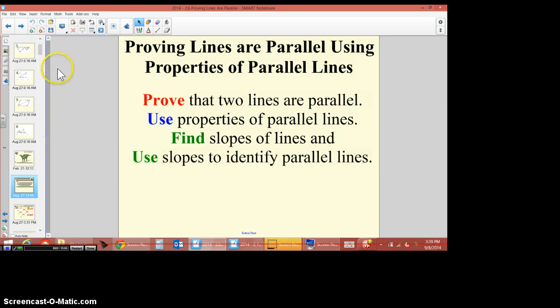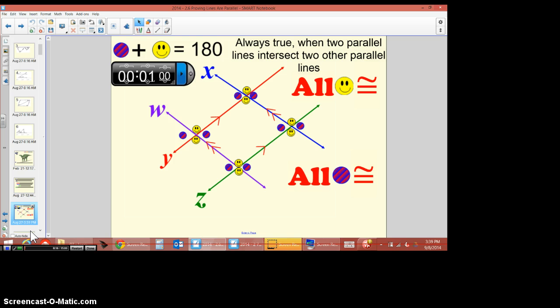Alright, today is 2.6. We're going to be covering proving lines are parallel. Basically, it's the exact same thing we covered the day before on 2.5, but now we're using the converse of those statements. So right here, this is something kind of interesting.